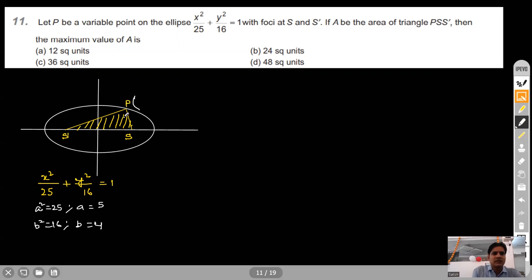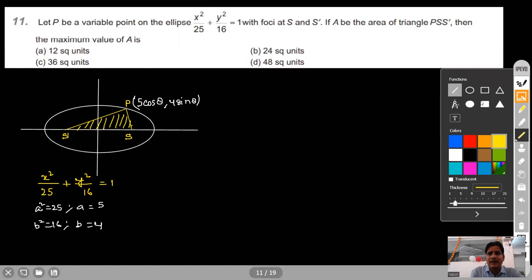So we take this point P as a cos theta, that is 5 cos theta, and b sin theta, that is 4 sin theta. Let me remind you what theta is. This theta is not the angle from the center to point P. It is for the corresponding point on the auxiliary circle. When we join that point on the auxiliary circle to the center, the angle formed is our theta. Since I have written this in parametric form, I thought to remind you. These are the coordinates of this point.